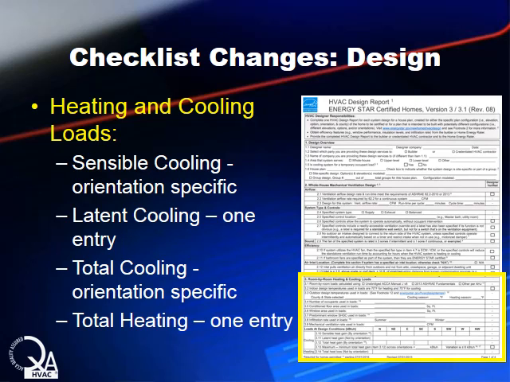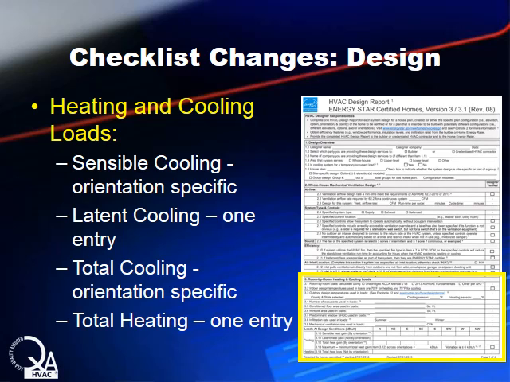Continuing in the heating and cooling loads section, again emphasizing mostly the differences between this checklist and the previous version, they're asking for the sensible cooling to be orientation specific. So if this is a custom built home and there's only one orientation, then you need to enter the sensible cooling load for that one orientation.